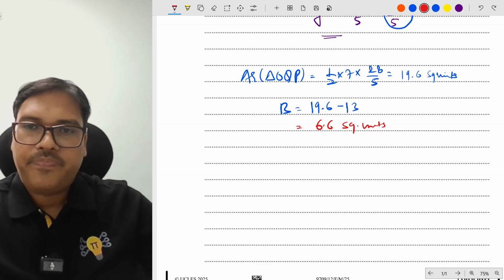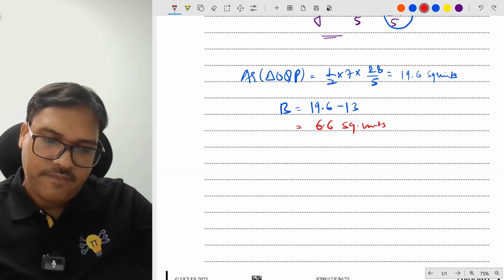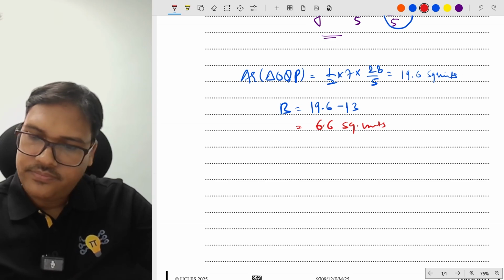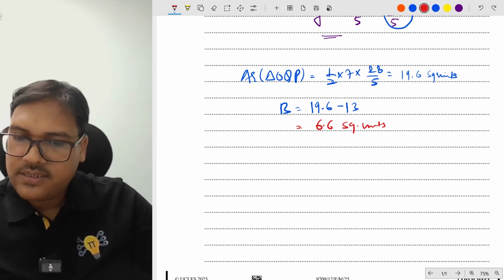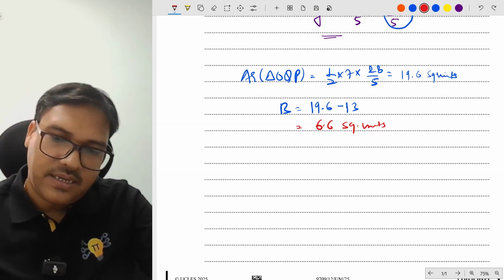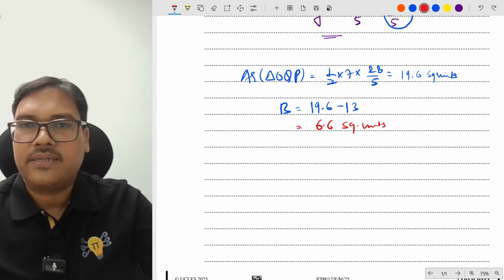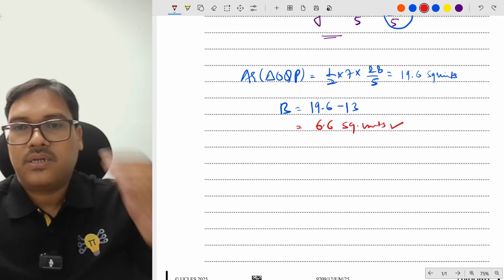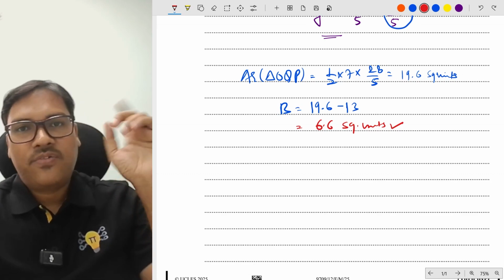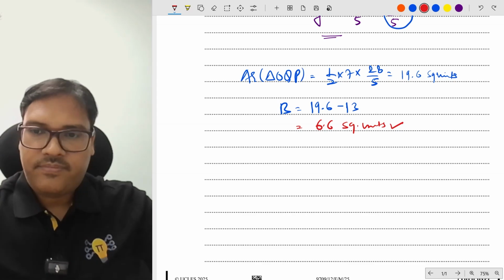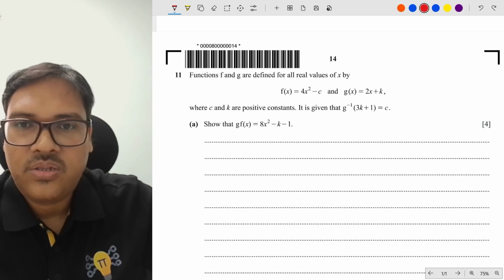So let's check the answer. Is this 6.6 square units? The answer key is saying this is 33 by 5, which I think is correct. 33 divided by 5 is 6.6. That is the correct answer for this question. I hope this is clear. So we got the area of the triangle, we got the area under the curve, we subtracted it and got the area. Okay, so that is how we can solve this question.